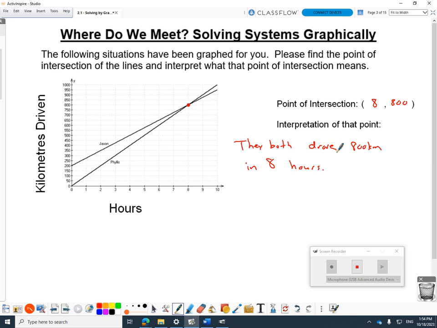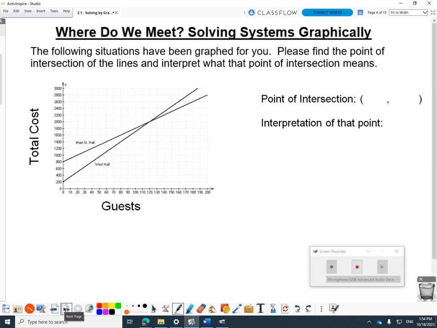One more on that page. 122. He's already got it. He's a step ahead of us. It's over here. You just find it. You go up to here. Right there. Point of intersection, 122,000.